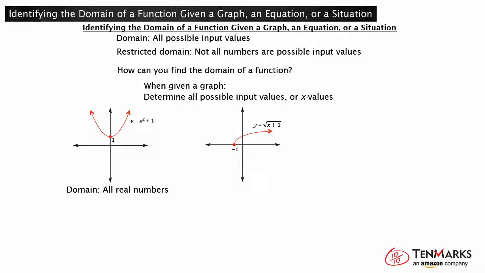As another example, let's draw the graph of y equals the square root of the quantity x plus 1. Looking at the graph, possible input values for the function are real numbers greater than or equal to negative 1. So the domain is x is greater than or equal to negative 1.